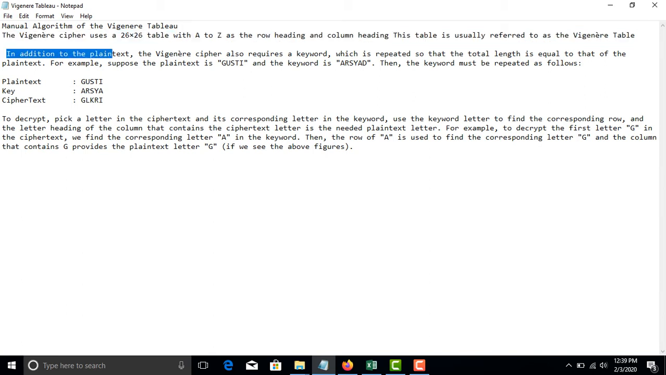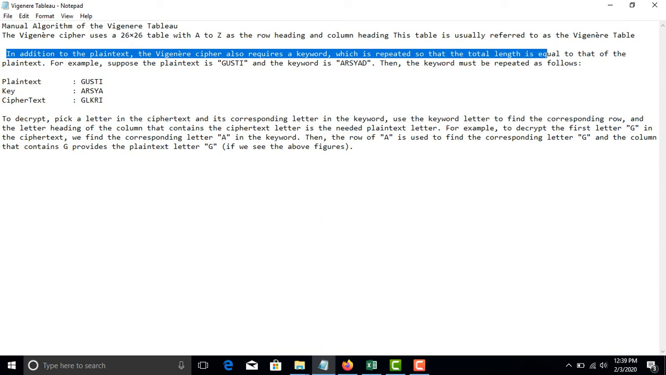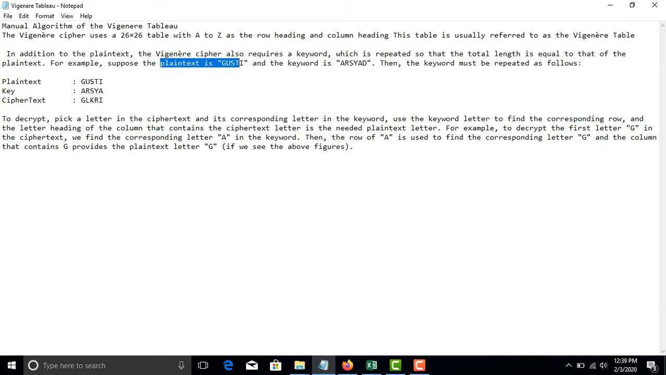In addition to the plaintext, the Vigenère Cipher also requires a keyword which is repeated so that the total length is equal to that of the plaintext. For example, suppose the plaintext is Gusti and the keyword is Arsyad, then the keyword must be repeated as follows. This is the plaintext, this is the key, this is the CipherText, and we can calculate how to search for the CipherText.